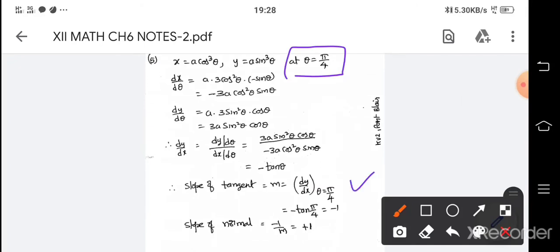So substitute theta is equal to pi by 4, because dy by dx in terms of theta we got it. So minus tan pi by 4 is equal to minus 1. So slope of the normal will be minus 1 by m, which is plus 1. Hope you got it.